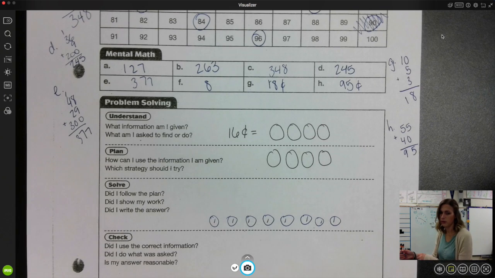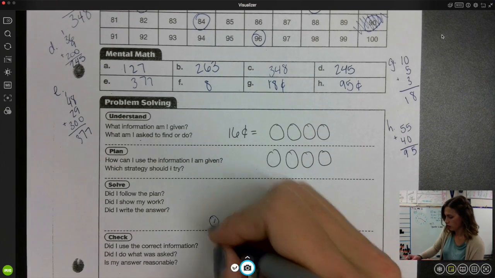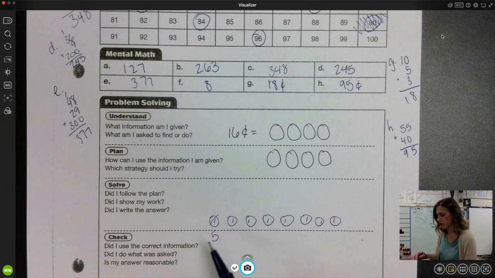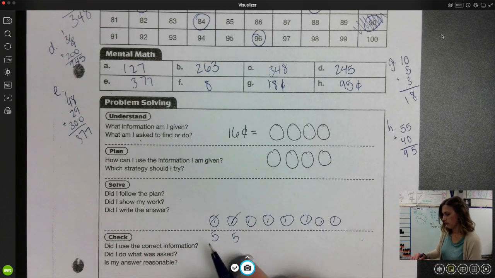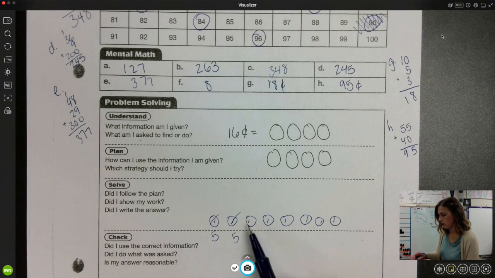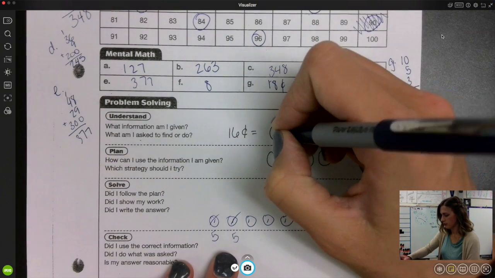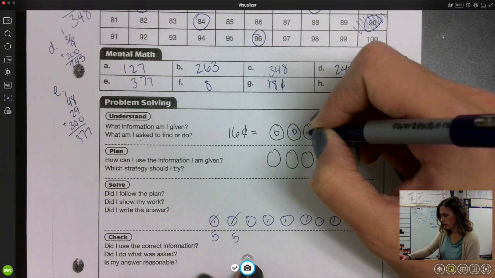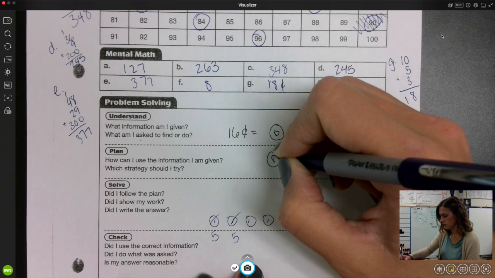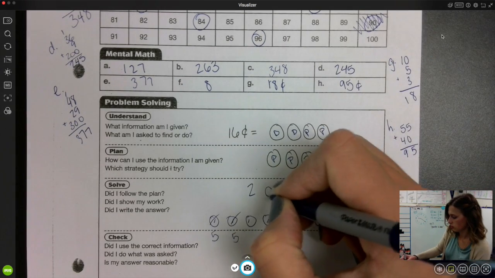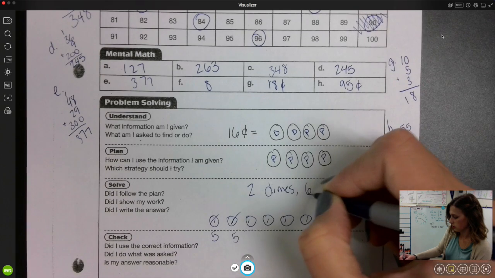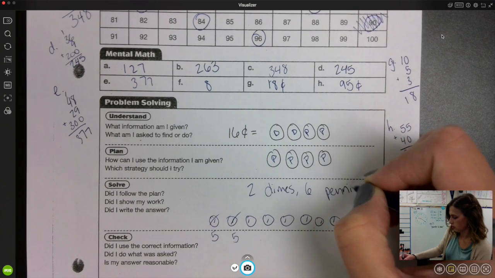So maybe I should bump one up. What should I bump one of these pennies up to? Well, I could try a dime. So 10, 11, 12, 13, 14, 15, 16, 17. That's not quite. Let's try another one. 10, 20, 21, 22, 23, 24, 25, 26. Ooh, that works. So I had 2 dimes and 6 pennies.